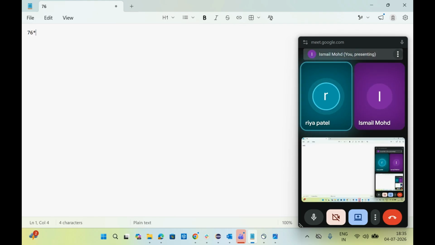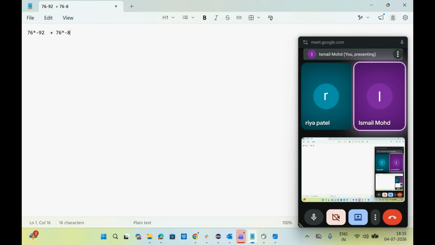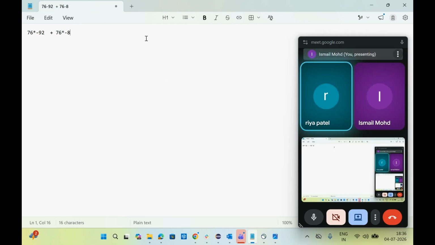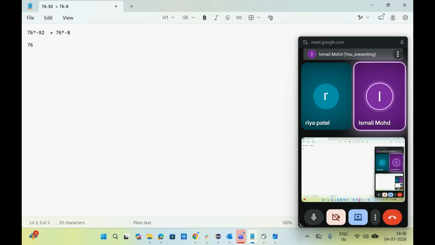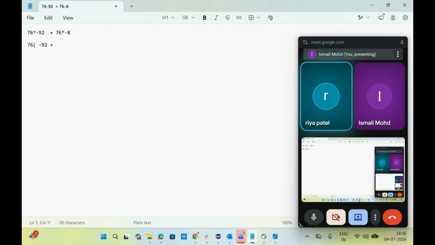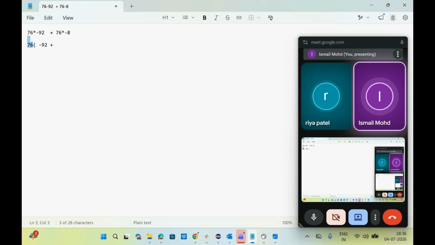76 into minus 92, plus 76 into minus 8, right? So in this one, you can take 76 common. If you take 76 common, so here will be minus 92, and then you got a plus sign, and this 76 you are taking common out. So what is remaining there? Minus 8, right? So 76 into minus 8 minus 92.